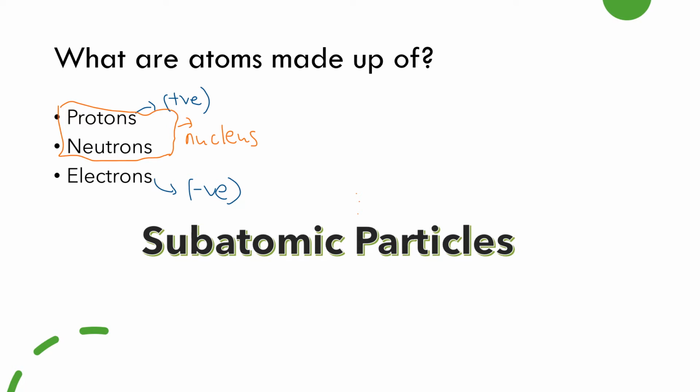For electrons, they are found in the empty spaces. Electrons are very light in mass. They move around the nucleus.